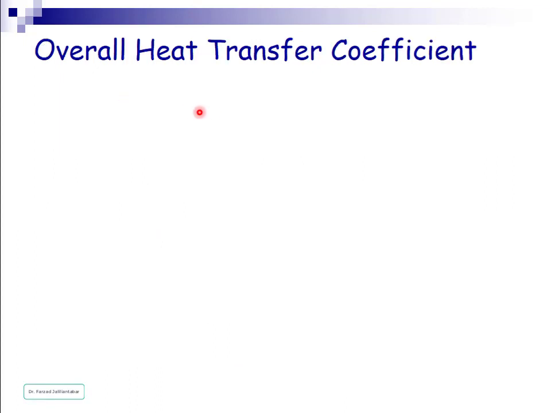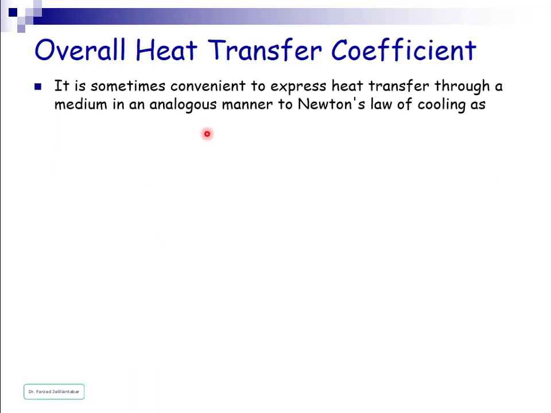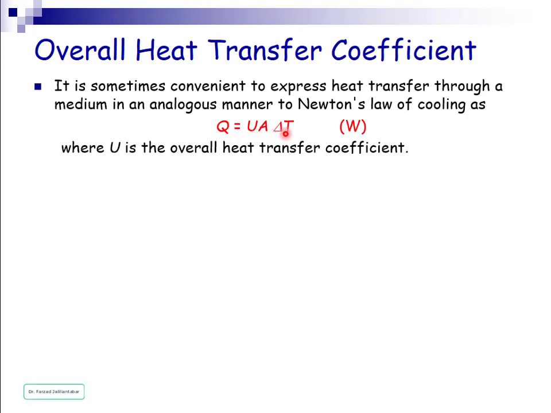To have an overall heat transfer coefficient, it is convenient to express heat transfer through a medium in a similar way to Newton's law of cooling, like this equation. Q is the overall heat transfer, which is equal to U A delta T, where U is the overall heat transfer coefficient, delta T is the temperature difference, and A is the surface area of this heat transfer.